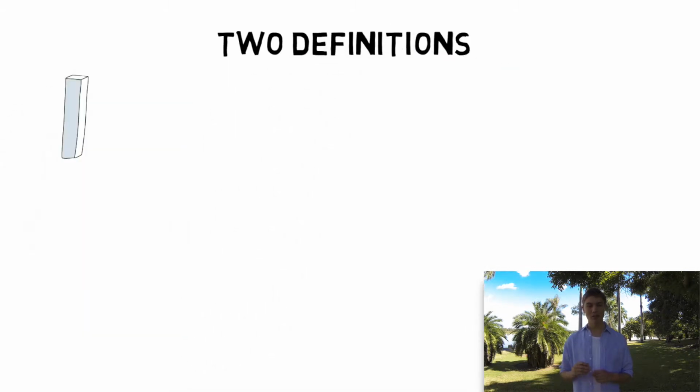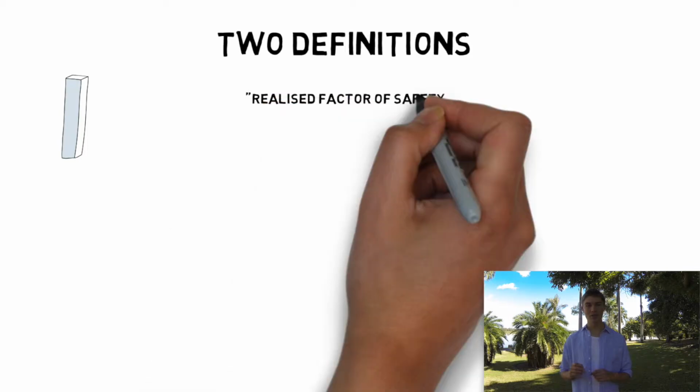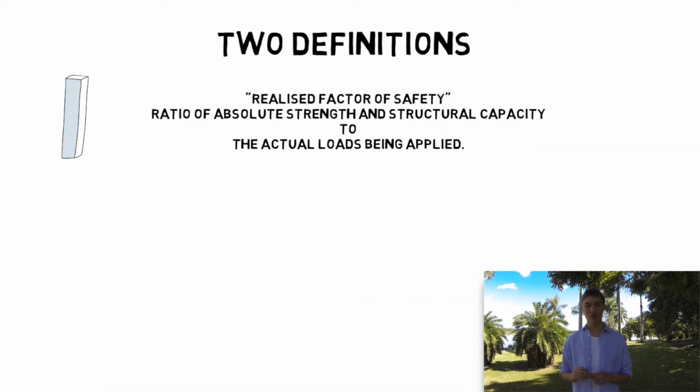The first is the ratio of the absolute strength and structural capacity of a system to the actual loads being applied to it. This specifically provides a measurement of the reliability of a system or a particular component within a system. This factor of safety value should be referred to as a realized factor of safety.